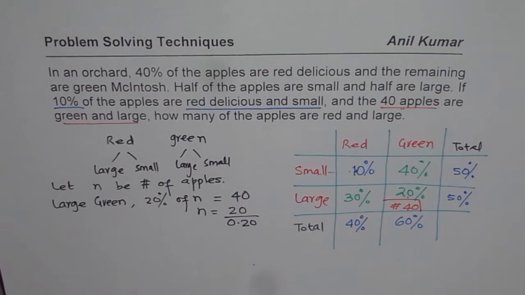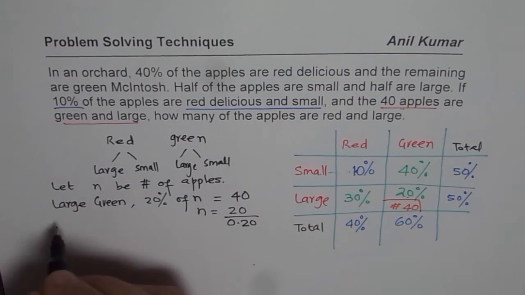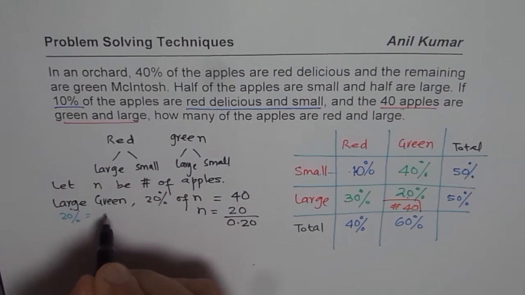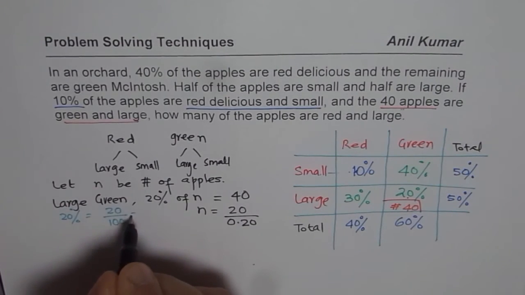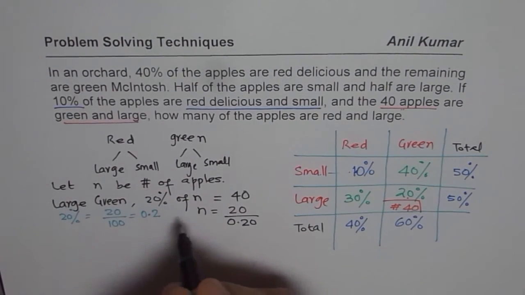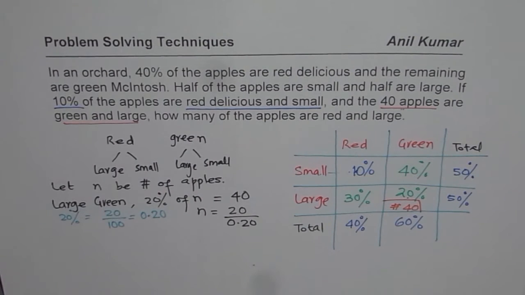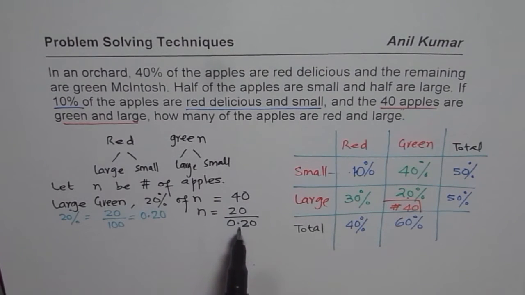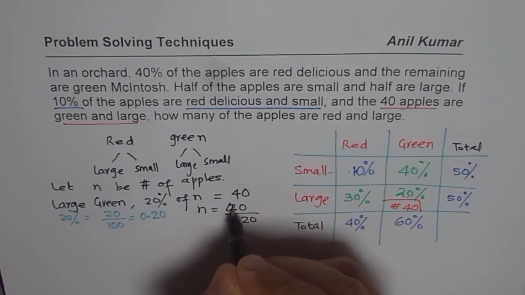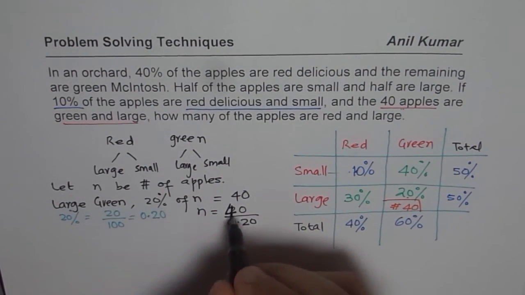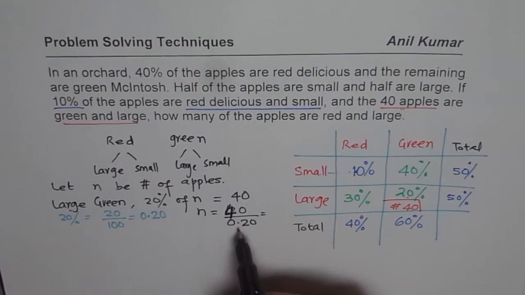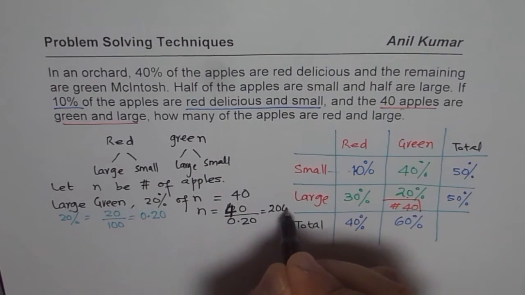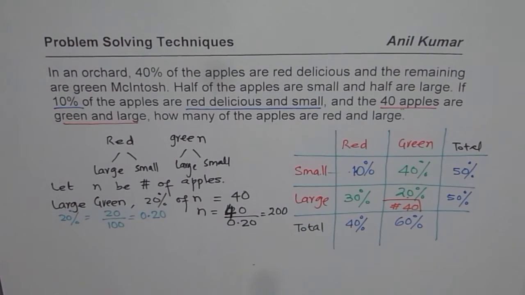Okay, let me show you on the side. What do we mean by 20%? When we say 20%, it means 20 over 100, right? 20 over 100 is 0.2, right? So you can write 0.2 or 0.20. Anyway, so from here you can calculate n is, I'm sorry, it is 40 there. So 40 divided by 20%, which means you have to move one decimal here. So it becomes 400 divided by 2. So we have 200. So that means there are a total of 200 apples, correct?